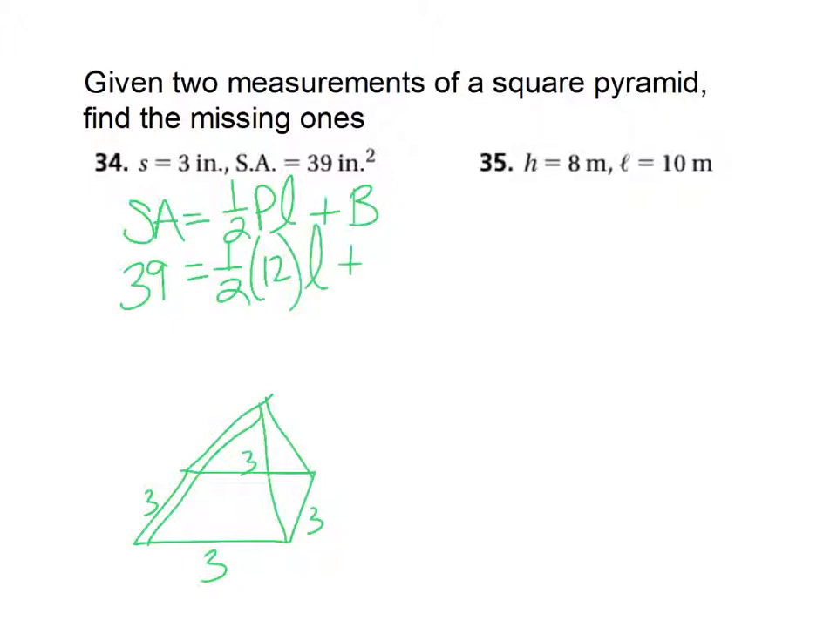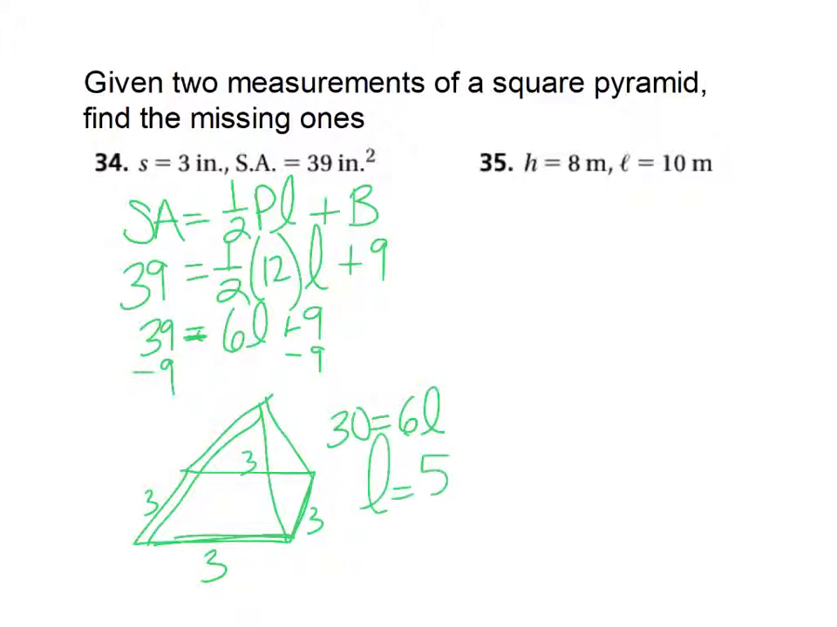Plus area of the base. Again, they didn't straight up tell it to me, but if I know the two sides are 3, 3 times 3 is 9. What's missing then is the L. Let's solve for L. This is 39. Half of 12 is 6L plus 9. Subtract the 9 to the other side. So 30 is equal to 6L. Divide by 6. L is equal to 5. Now your units on that, that's not an area that you found. You just find a length, so it's just 5 inches for that length.